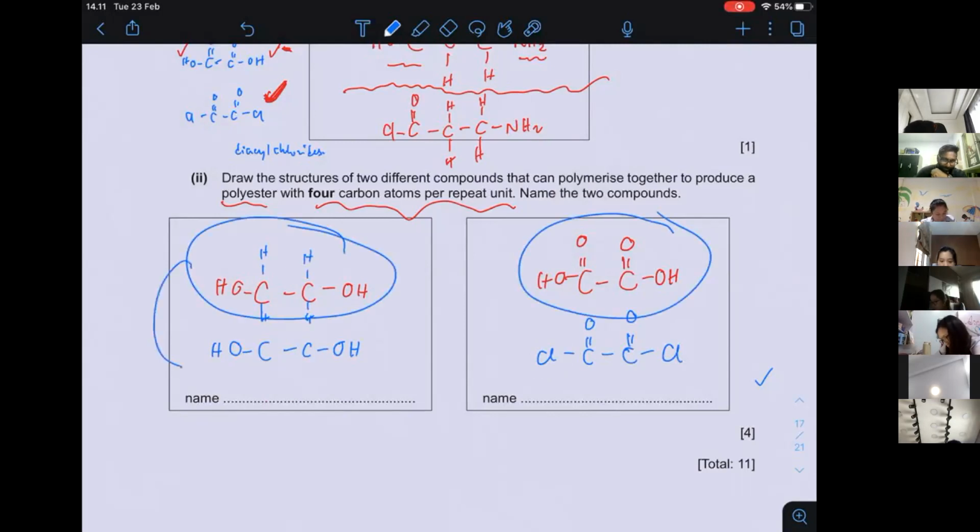If I want to give the name of the compound I circled, this is going to be a diol. So what kind of diol? This is going to be ethane-1,2-diol, carbon number 1, carbon number 2. This one is going to be ethanoic acid, but now you have 2, so this is going to be named as ethanedioic acid.